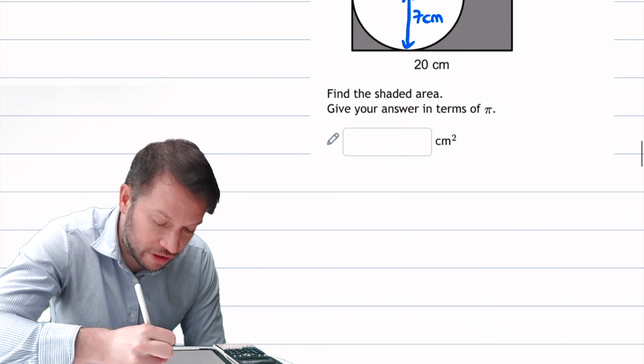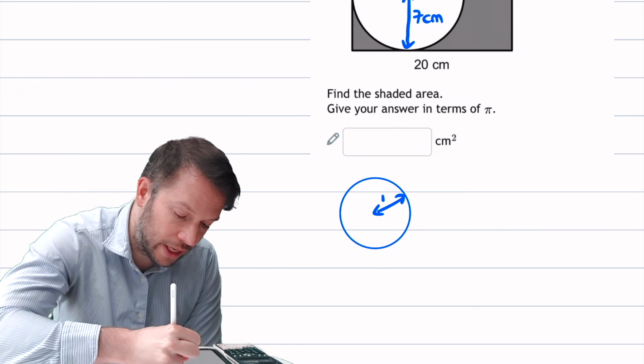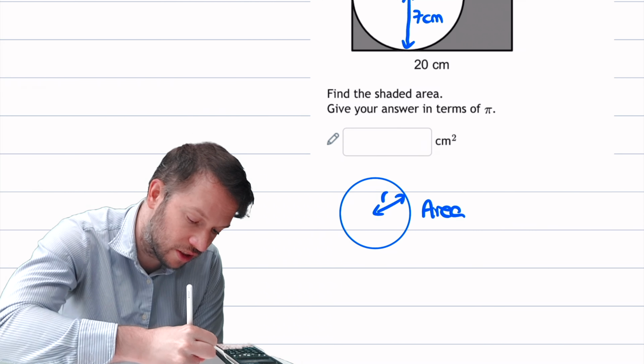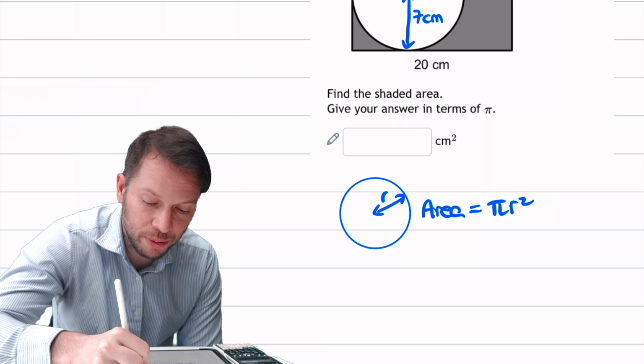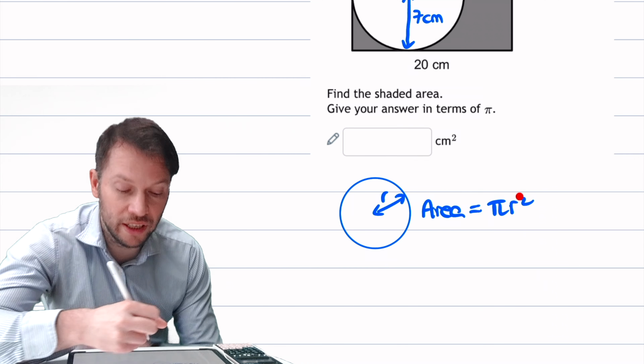Remember that the area of a circle, if you have the radius r, is pi times the radius squared. Remember, in algebra, when we have things next to each other, it means you multiply them together. So it's pi times the radius squared.